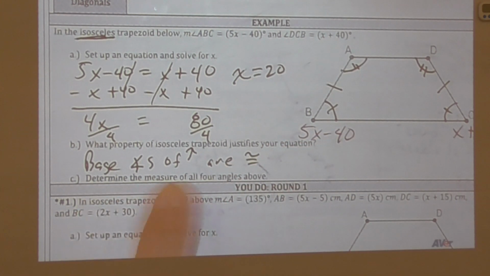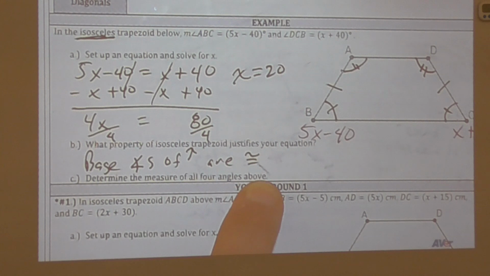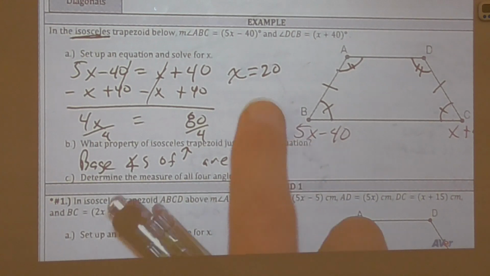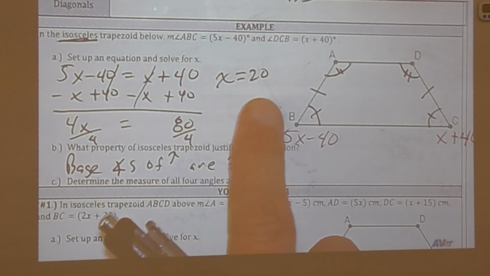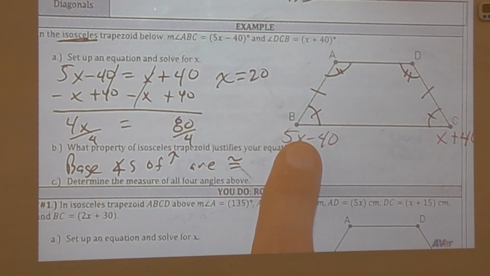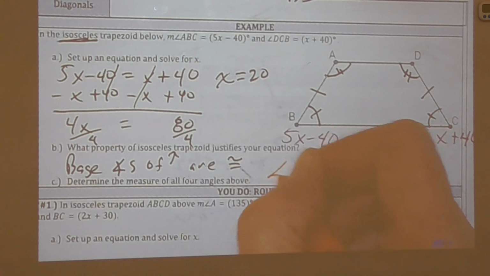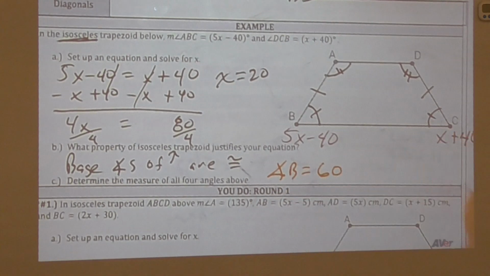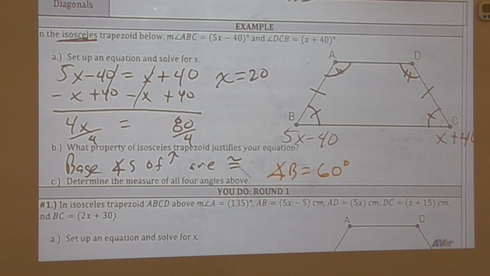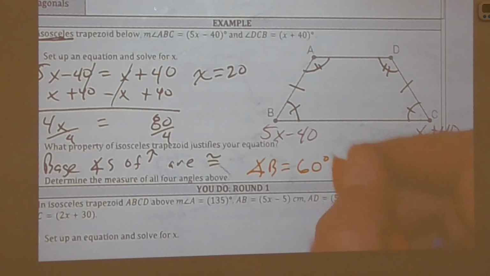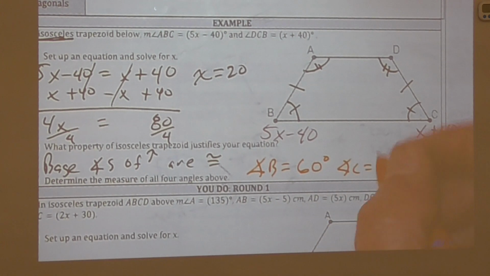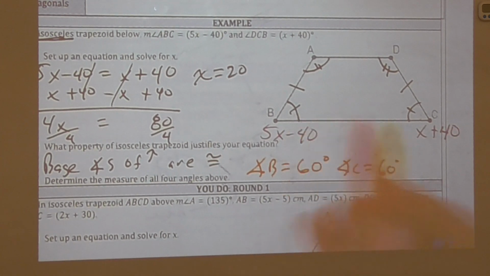Then it says find the measure of all 4 angles above. Okay, so we know x equals 20 in this situation. So I can substitute 20 here, and I'll say 5 times 20 is 100. 100 minus 40 is 60. So that gives me angle B equals 60 degrees. And that gives me angle C also equals 60 degrees. We mark those as congruent.